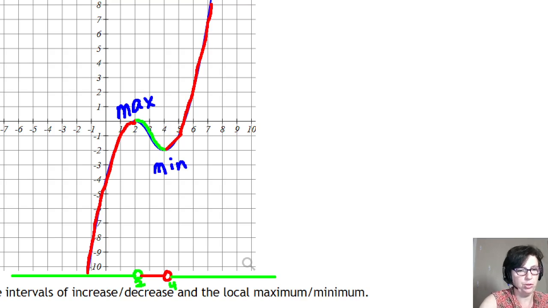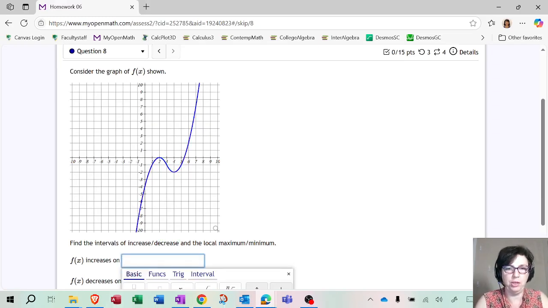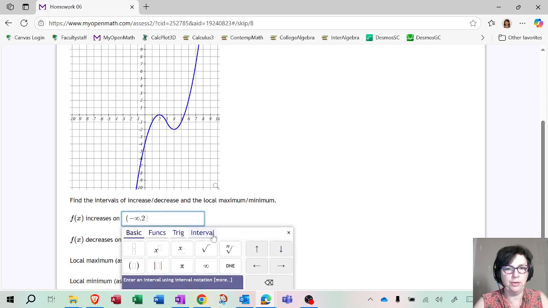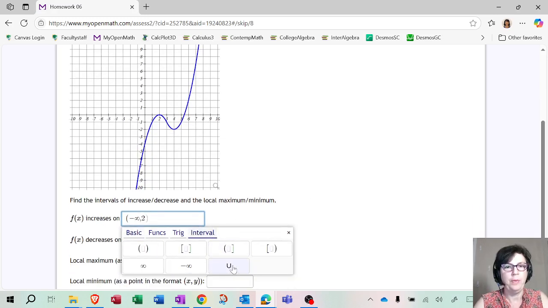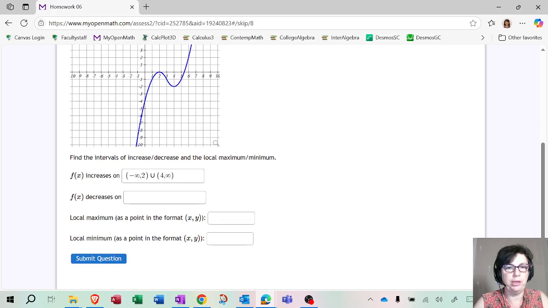And decrease is going to be in between, right? This is the decrease between 2 and 4. Okay, so now I think we're ready to put that in there. It's going to increase from negative infinity to 2. Again, remember, you are only including the x values, not the y values. Now, it's also going to increase starting at 4 all the way to infinity. Between 2 and 4, it's decreasing.